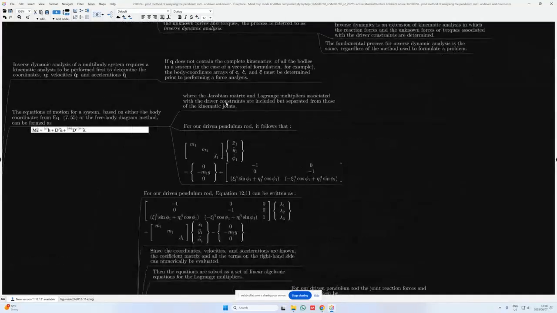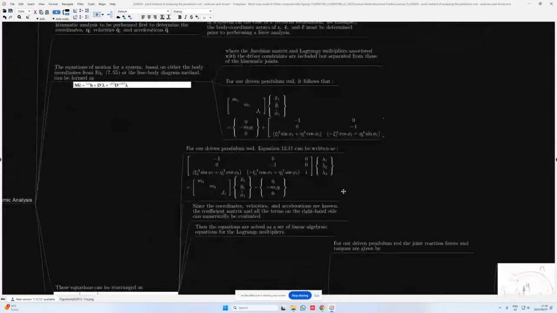Now, the Jacobian and Lagrange multipliers associated with the driver constraints are included but separated from those of the kinematic joints. In the case of our pendulum rod, it follows that we have this form over here. This is essentially what we got previously. So we have applied forces, and then we have our constraint Jacobian multiplied by the Lagrange multipliers as well, which is then going to form the second part that we have.